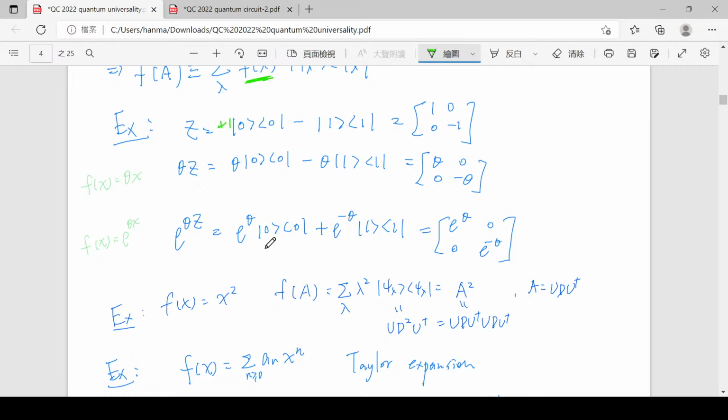And you can also do a more complicated function. Let's say f of x equal to the exponential of x times this theta. Then we get e to the theta Z. Well, what is the e to the theta Z function? The plus 1 becomes e to the theta times 1, so it's e to the theta. And the minus 1 becomes e to the theta times minus 1, so e to the minus theta. In diagonal form it is e to the theta, e to the minus theta. So, any questions so far about functions on matrices? Okay.